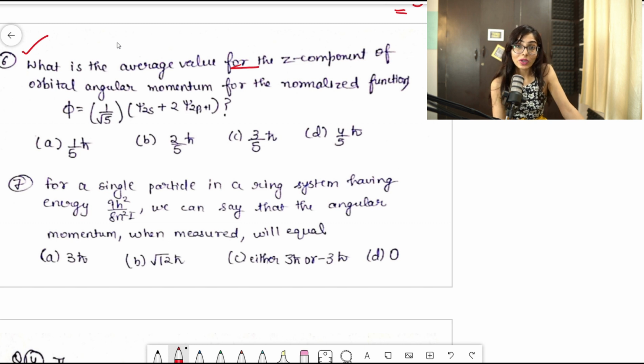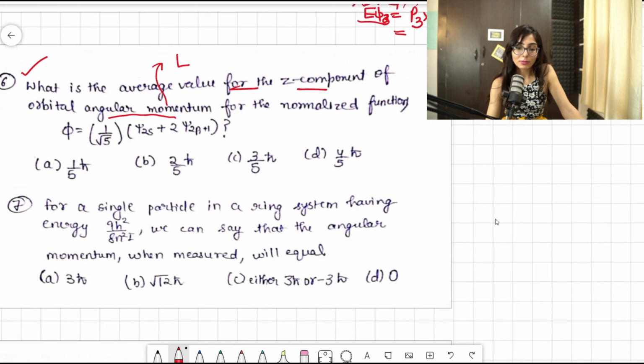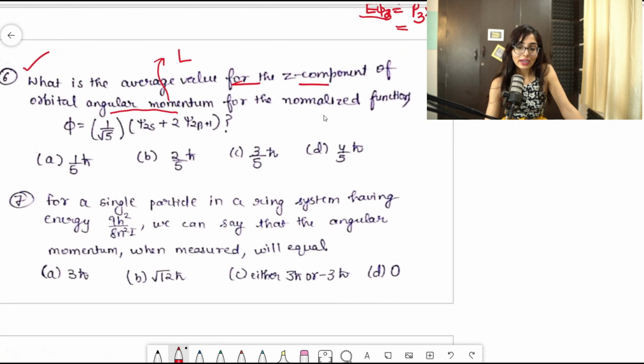So now average value has been asked for the z component of orbital angular momentum. So you know that orbital angular momentum is denoted by L. Clear, guys? That is denoted by L. You must be knowing that. Clear? And it is called the z component. So I will write Lz. Clear, guys? The z component of orbital angular momentum, that is Lz. Clear? And you need to find what is the average value.